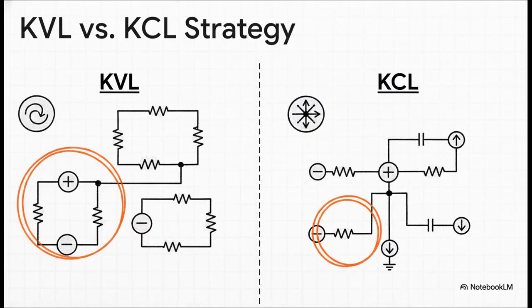So the big question is, when do you use which law? Well, this is where a little bit of strategy can save you a ton of work. If your circuit is basically a bunch of loops all connected, then analyzing it with KVL, what we call mesh analysis, is probably your best bet. But if your circuit has a ton of parallel paths and junction points, then KCL, or nodal analysis, is almost always the easier way to go.